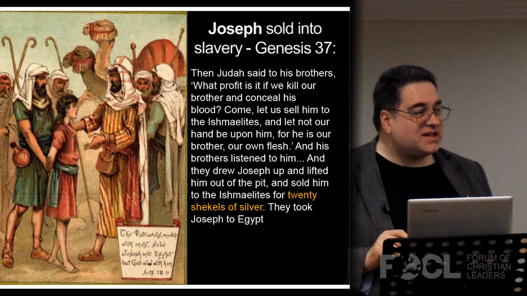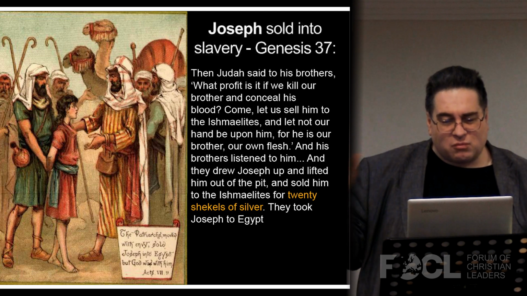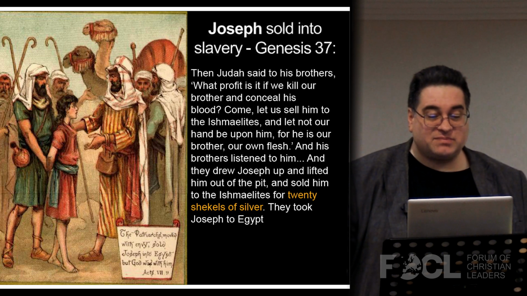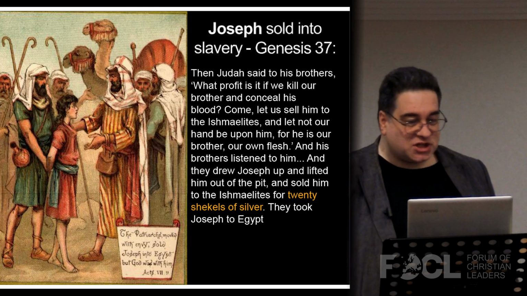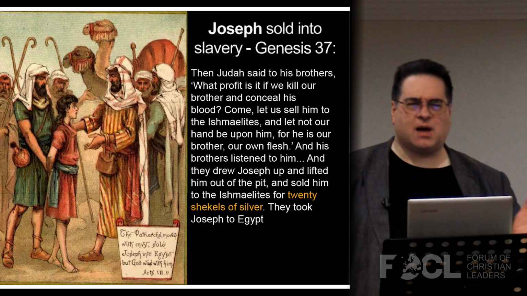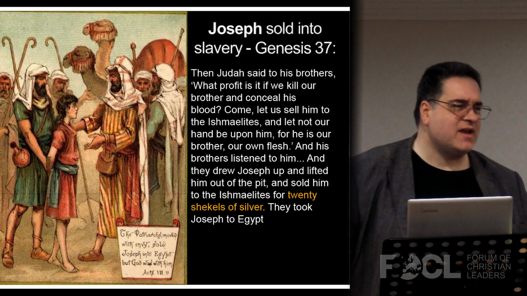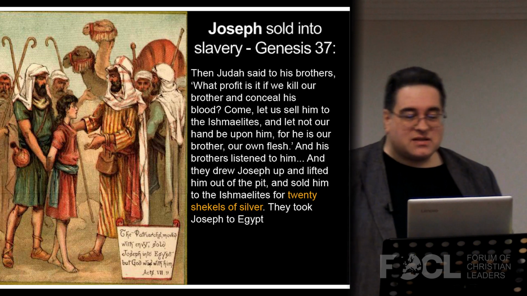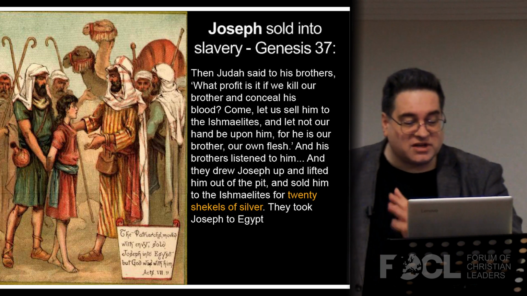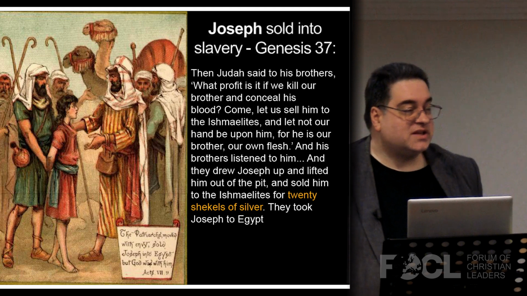Little passage from Genesis 37. Then Judah said to his brothers, "What profit is it if we kill our brother, Joseph, and conceal his blood? Come, let's sell him to the Ishmaelites. And let not our hand be on him, for he is our brother." Let's be nice about this. Let's just sell him into slavery. And they drew Joseph up out of the well they'd thrown him into and sold him to the Ishmaelites for 20 shekels of silver, and they took Joseph to Egypt.